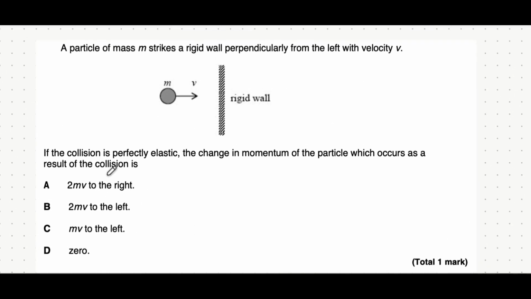Okay, this is a really good question. It tells you a particle of mass m strikes a wall with a velocity v. If the collision is perfectly elastic. So what does elastic mean? It means that kinetic energy is conserved throughout the interaction. That means that the kinetic energy before it hits the wall is equal to the kinetic energy after it hits the wall. And we can actually use this to form an expression.